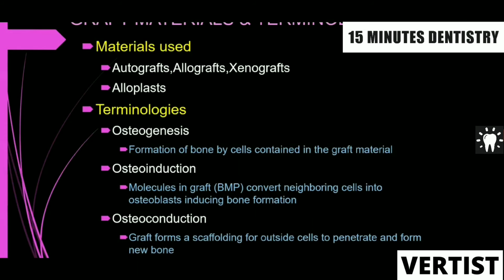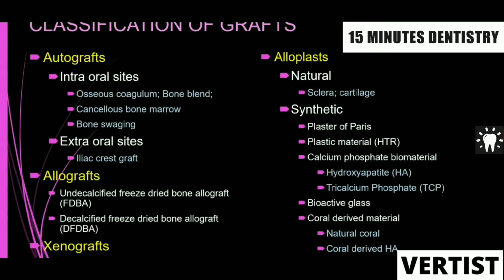These are the different terminologies which are used: osteogenesis, osteoinduction and osteoconduction. Osteogenesis is the formation of bone by cells contained in the graft material, whereas osteoinduction is the molecules in the graft, that is bone morphogenic proteins. They convert the neighboring cells into osteoblasts and induce the bone formation, which is what we want to achieve. Whereas osteoconduction is the graft acting as a scaffold for outside cells to penetrate and form the new bone.